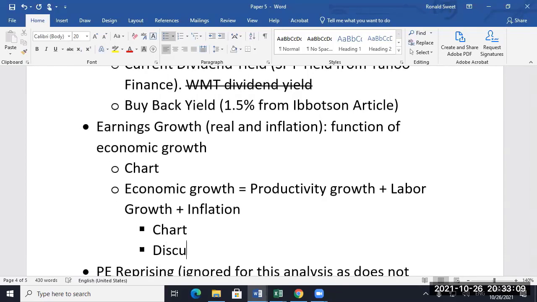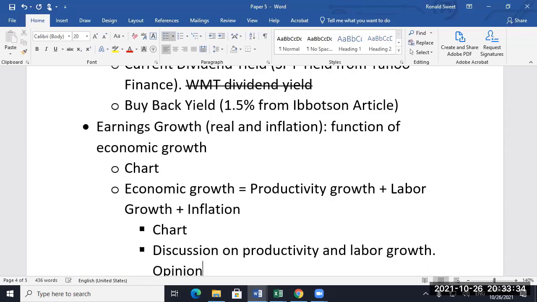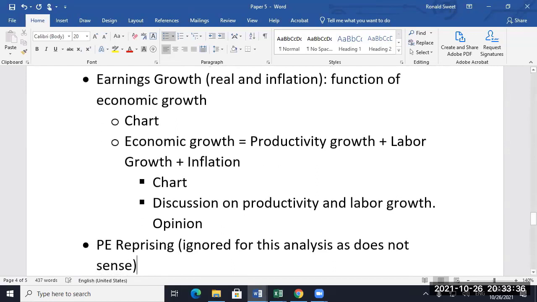You could have a discussion on productivity, labor growth, whatever you think is going on there. We know it's been fairly weak on both of them recently, the last 20 years. You can certainly discuss what's going on there. If you can find some prospective numbers on that, you could certainly do that. That would be fine. But it ultimately comes down to your opinion. What do you think is going on?